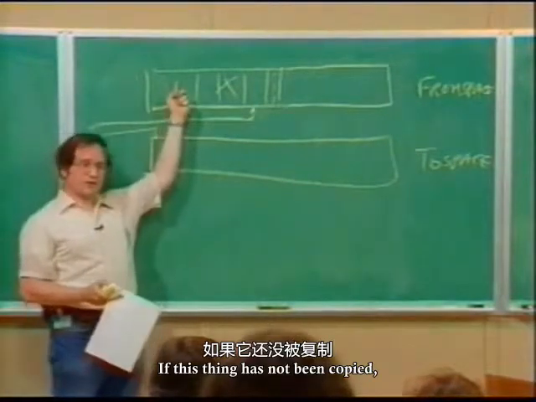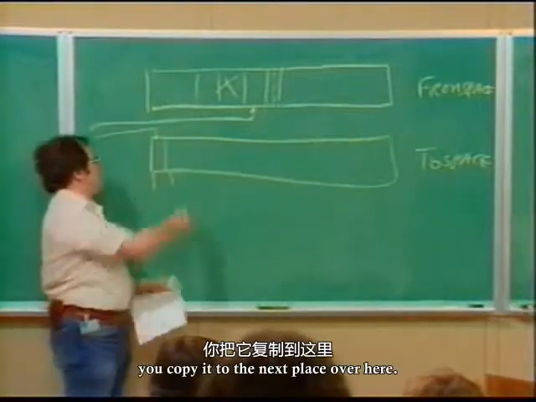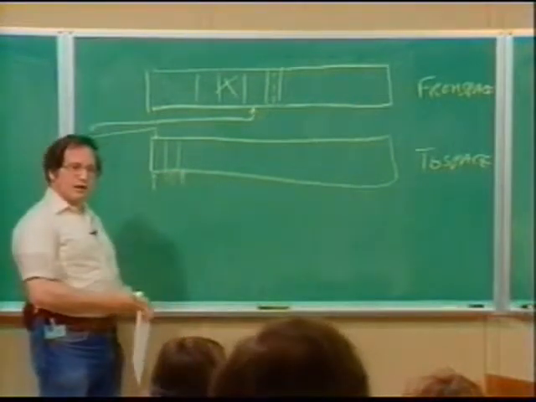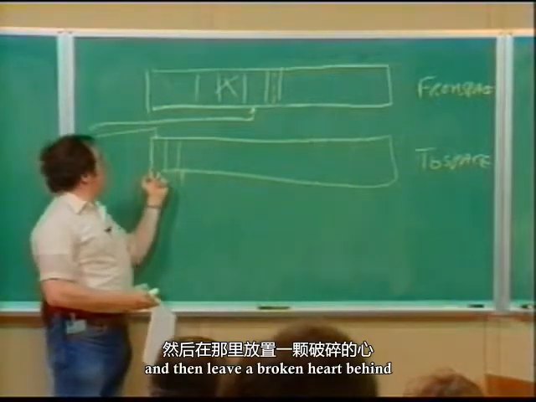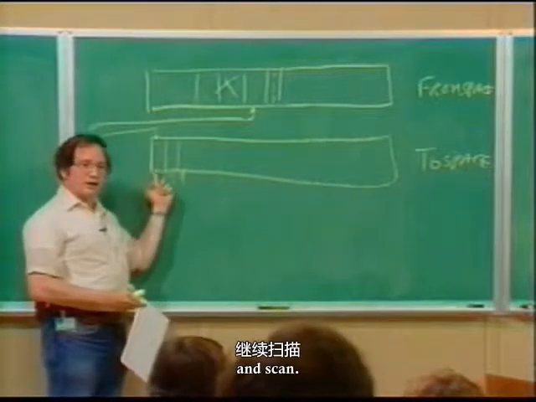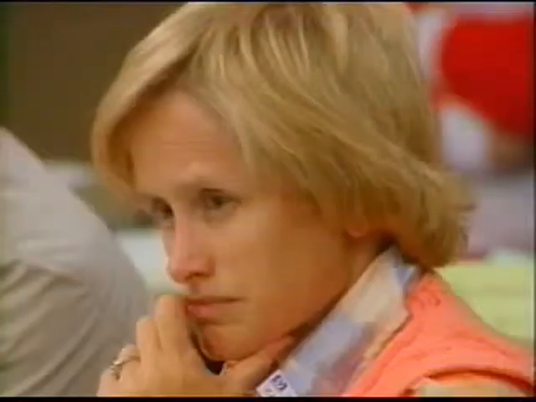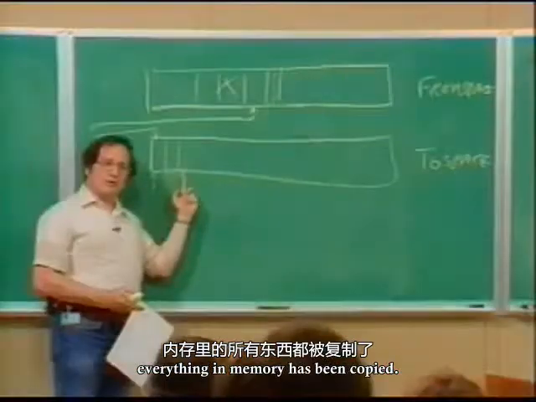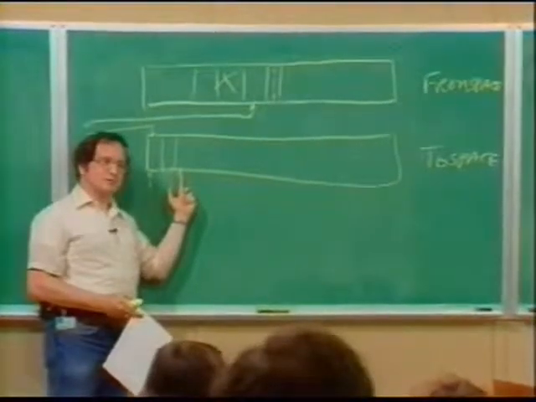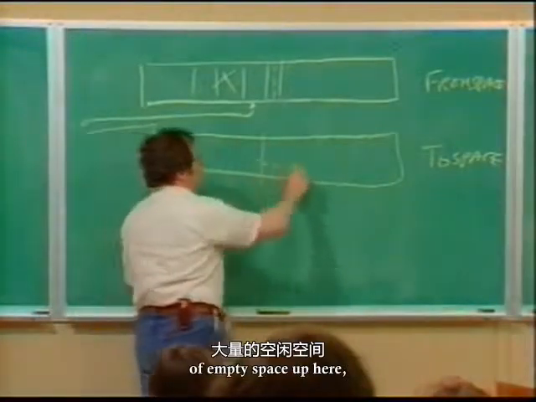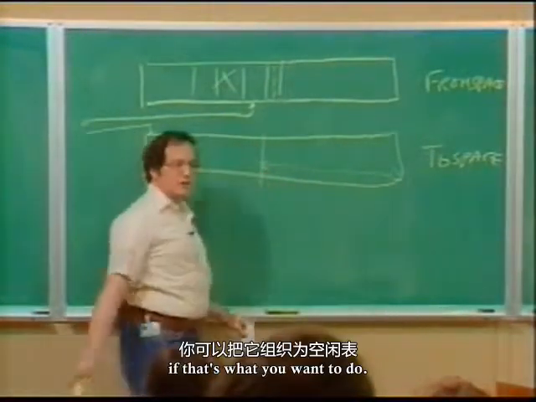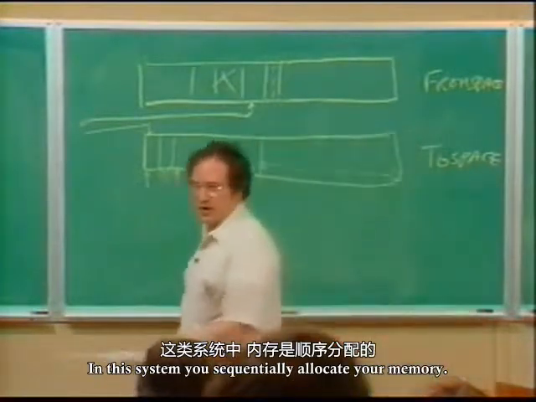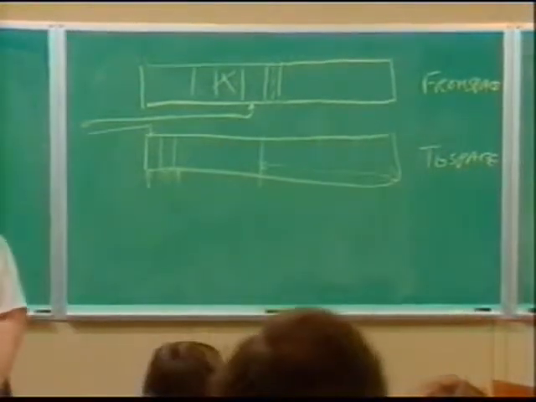If this thing has not been copied, you copy it to the next place over here, move your free pointer over here, and then leave a broken heart behind and scan. And eventually when the scan pointer hits the free pointer, everything in memory has been copied. And then there's a whole bunch of empty space up here, which you could make into a free list if that's what you want to do, but generally you don't in this kind of system. In this system, you sequentially allocate your memory.